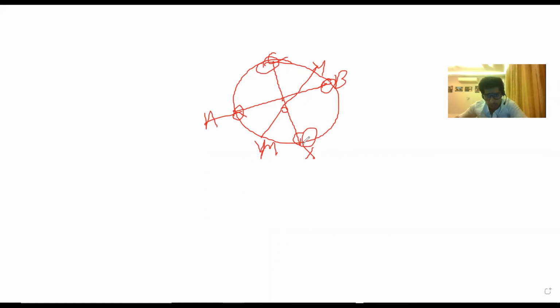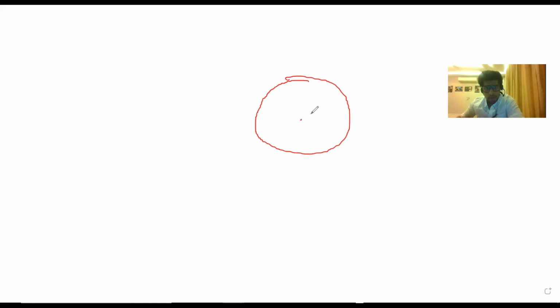So a diameter is a chord joining any 2 points on a circle that also passes through the center. Hence we can say that all diameters are chords, but not all chords are diameters. So this is a circle with a center O, and here's the chord AB.